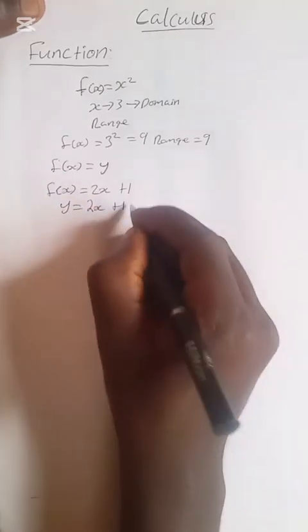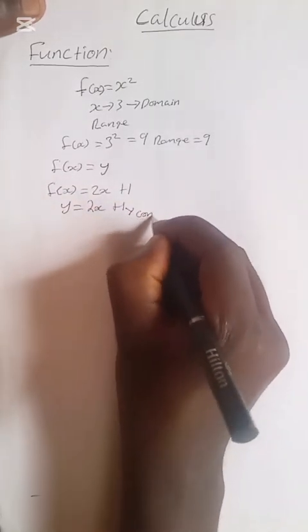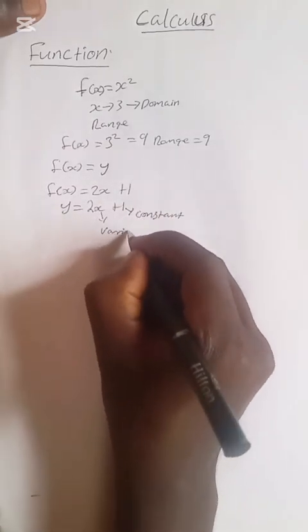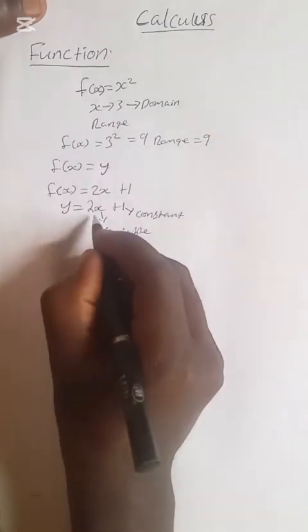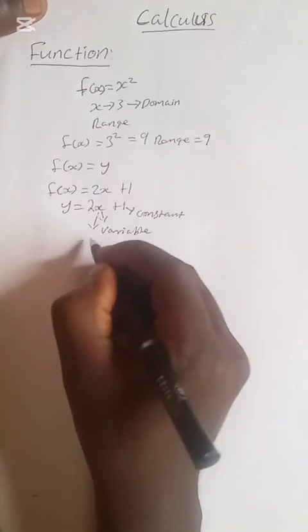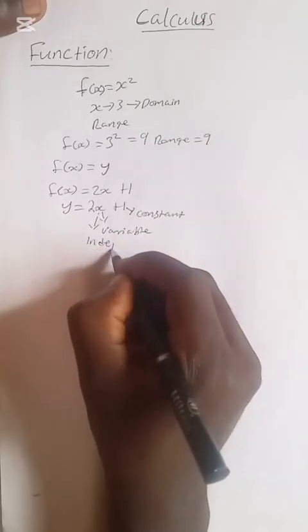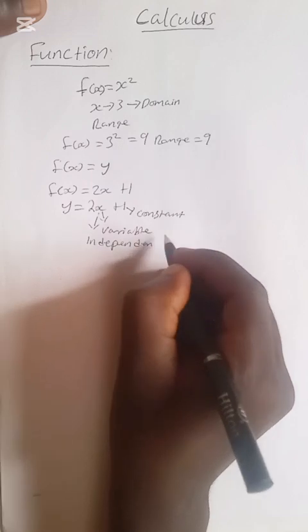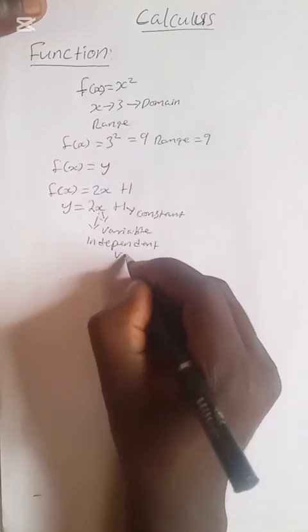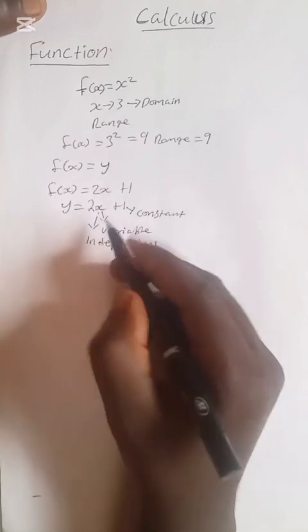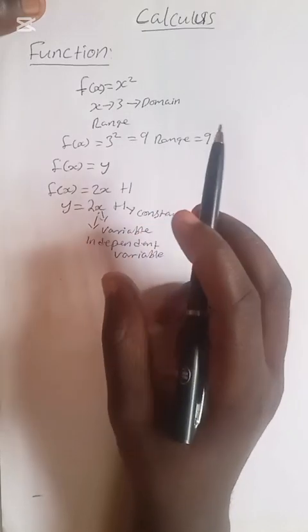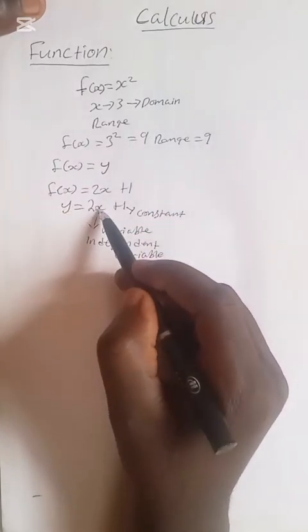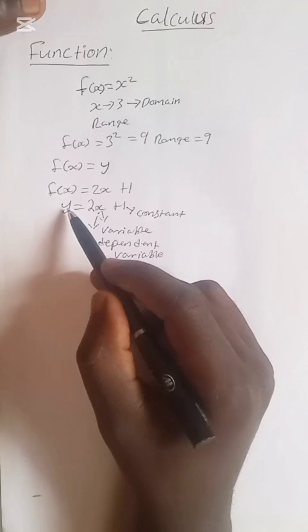So now I want to show you something. This one here is called a constant. This x here is called a variable, and it is also called an independent variable. This x is an independent variable because it's not depending on anyone, but this y is depending on x, because if you do not have the value of x, you cannot know what the value of y is.